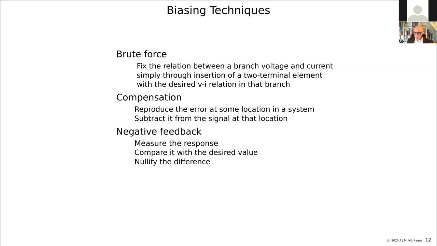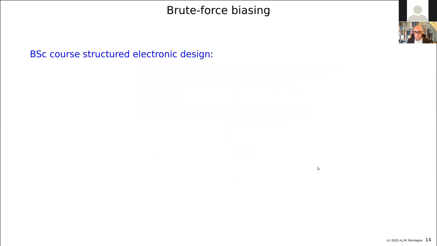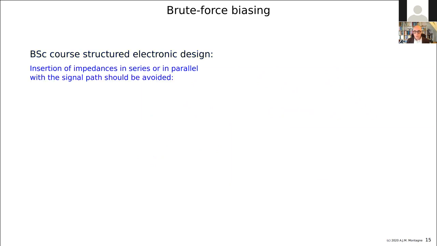Now let's have an investigation of those techniques on the circuits. So let's start with the brute force. We know from the bachelor course, from structured electronic design, that insertion of impedances in series or in parallel with the signal path should be avoided.